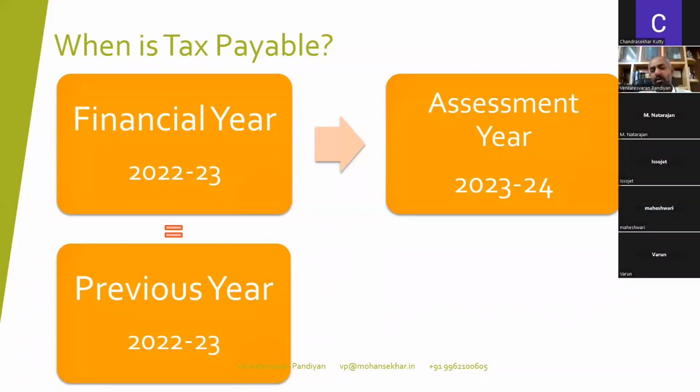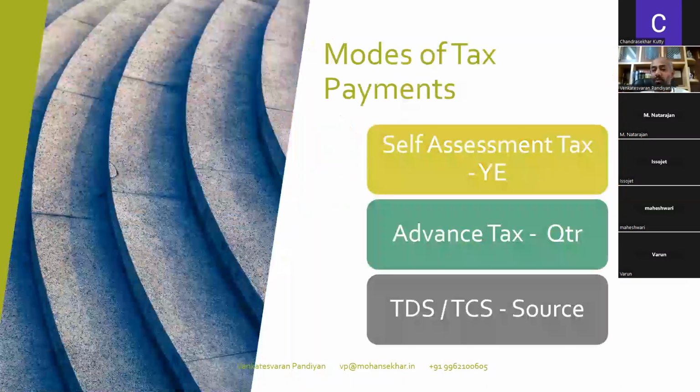So now, as I told you, for the financial year 2022-23, which is the previous year, the income is assessed in the assessment year, which is 2023-24. So is that the only year where income tax is collected by the government? The answer to this is no.